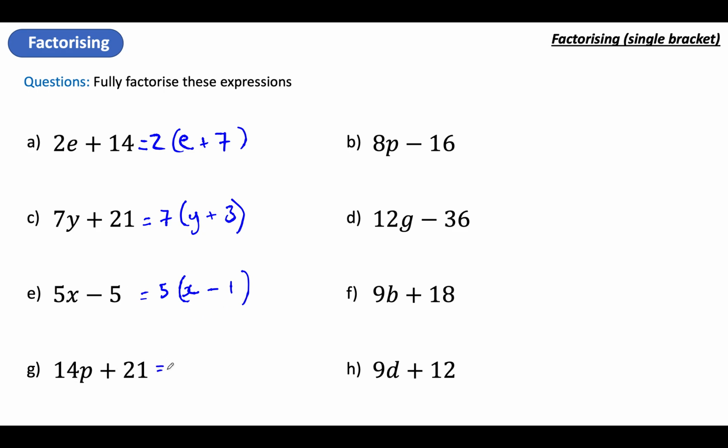Right, 14 and 21. What's the biggest number that divides both? It is 7. So open up the bracket. I need to make 14p, so I times it by 2 to make 14. And I need a p.